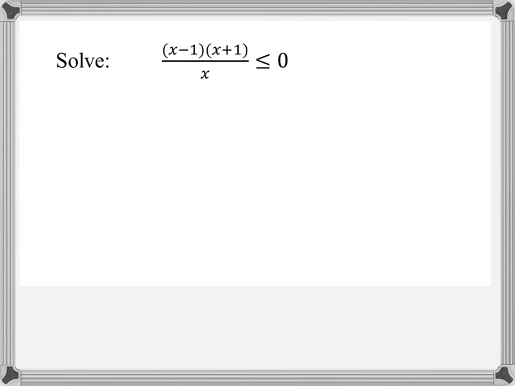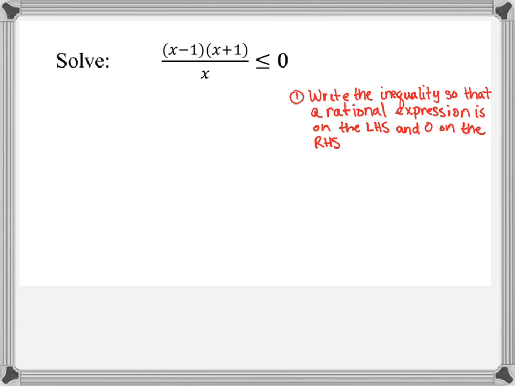All right, so those were polynomial inequalities. Let's look at some examples of rational inequalities. Our steps are very, very similar. First, we'll write the inequality so that a rational expression is on the left-hand side and 0 on the right-hand side. Ours is already like that, so I didn't need to do anything different.